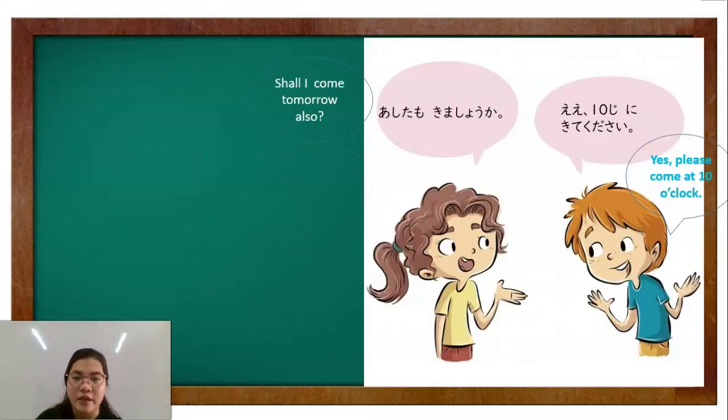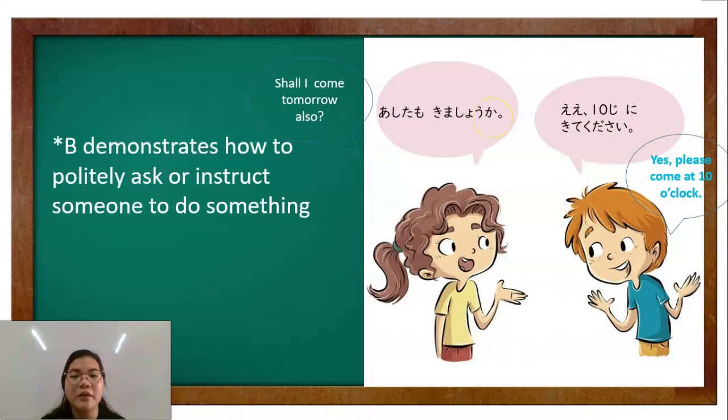Okay, so here's an example for that. Shall I come tomorrow also? Ashita mo kimashou ka? Yes, please come at 10 o'clock. 10時に来てください。 So, in this example, we demonstrate how to ask politely or instruct someone to do something by using our verb te kudasai.